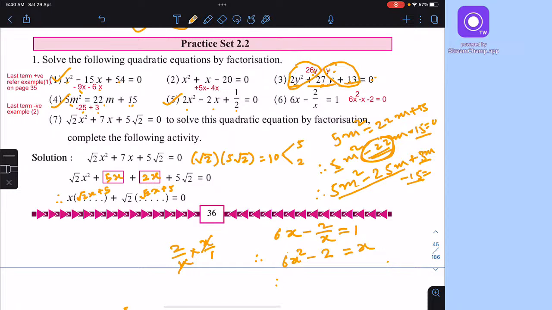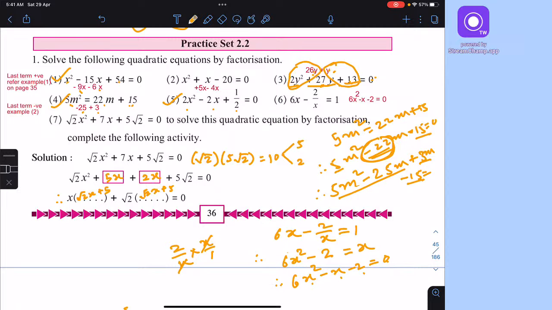Now we have to take all terms on the left hand side, right hand side should be 0. So 6x square minus x minus 2 is equal to 0. We are writing all terms on the left hand side in the descending order of the variable. Here the order is 2, order is 1 and order is 0.